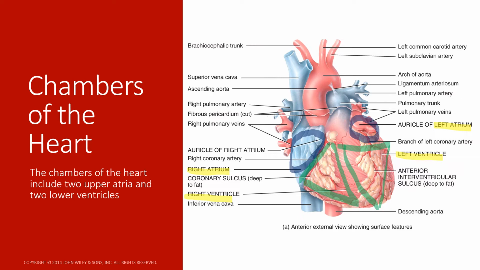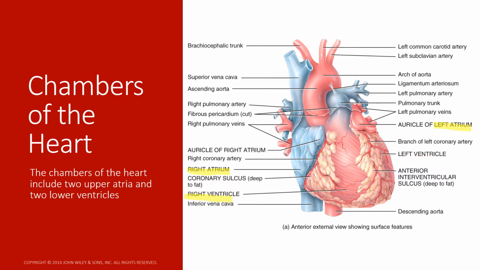Now, the atria on the superior end are going to be receiving blood from blood vessels returning blood to the heart, which are called veins, while the ventricles are going to be ejecting blood from the heart into blood vessels called arteries. On the anterior surface of each atrium, we also have this wrinkled little pouch-like structure that's called an auricle.